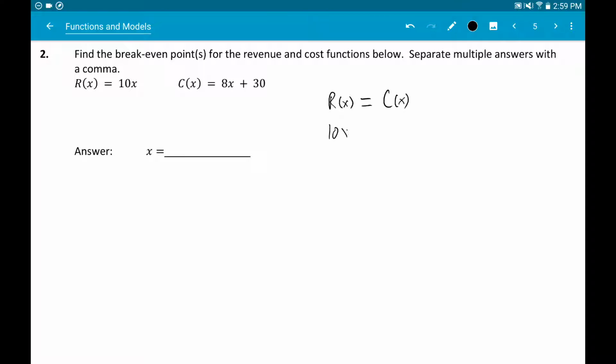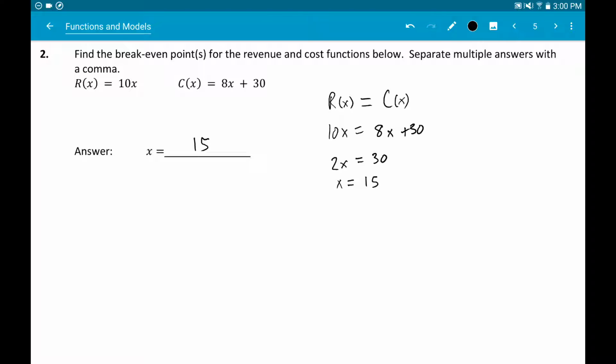So revenue is 10x, cost is 8x plus 30. 10x minus 8x is 2x, equals 30. Divide by 2. X is going to be 15. So in essence, what they're saying here is whatever this product is we're selling, we've got to sell 15 of them to break even. If we only sell 10 of them, we're going to lose money. Our profit's going to be negative. We sell 15 of them, we break even.